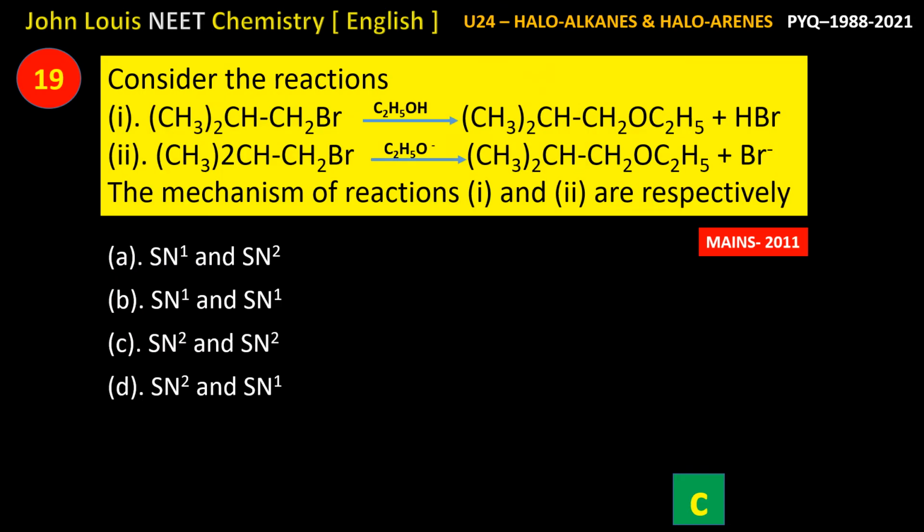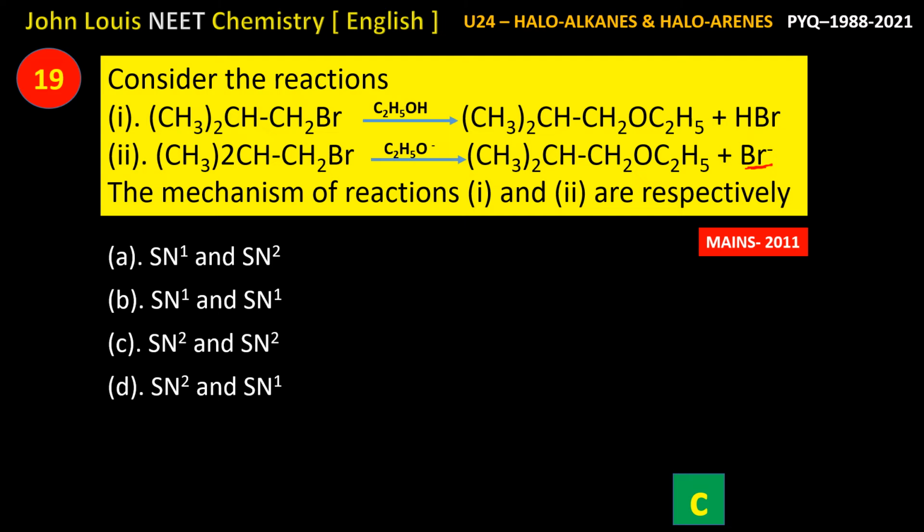Consider the reactions. We are given two reactions here. Number one is isobutyl bromide with ethanol, which gives an ether compound plus HBr. The second one has the same reactant, but the reagent is different, that is C2H5O minus, the alkoxide ion. But the product is the same and the other byproduct is Br minus. The mechanisms of reactions 1 and 2 are respectively what? It is easy to find out.